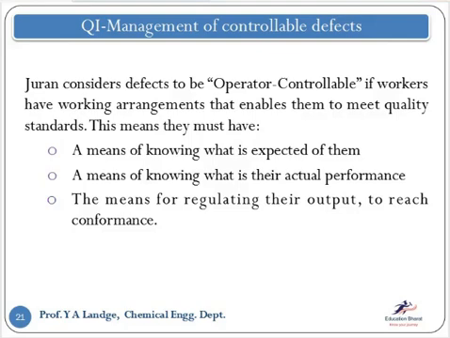As per Juran, who is one of the analysts from management who gave different theories for improving quality and total quality management. As per Juran, consider a defect to be operator controllable if the workers have a working arrangement that enables them to meet the quality standard.